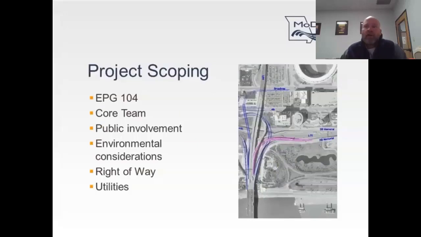EPG section or Article 104 covers the steps in the scoping process. The first step is for the project manager to assemble a core team and begin to analyze the need to identify a solution. It is critical for the project manager to use this early scoping process to get input from all available resources to identify a solution.